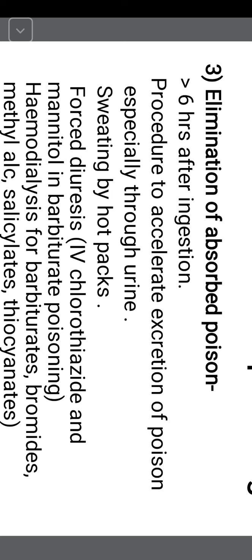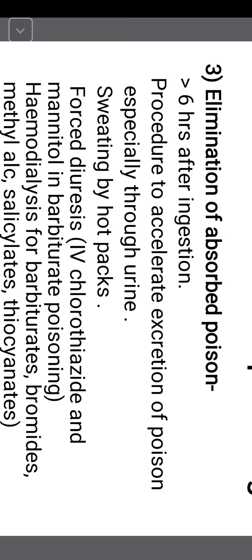And the patient has been brought to the hospital, but the large amount of poison has already been absorbed in the system, and now the patient has developed the systemic manifestations, or manifestations of the remote action of the poison, where you cannot go for gastric lavage and all.